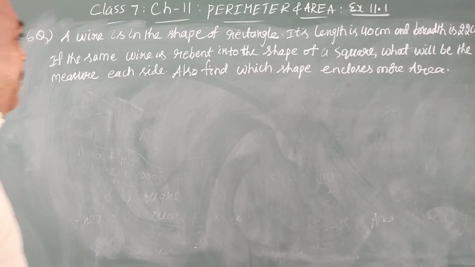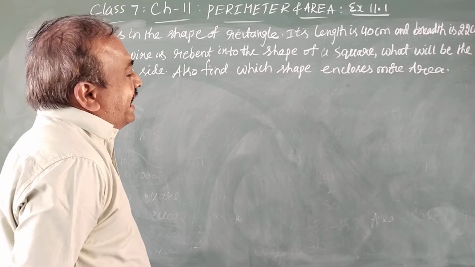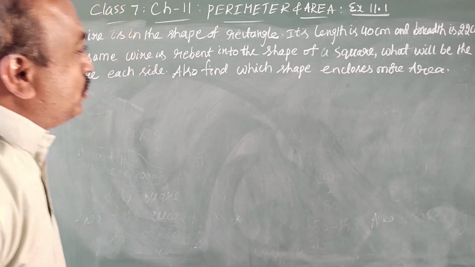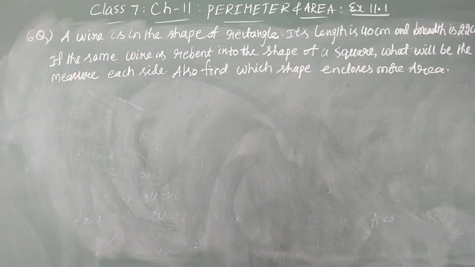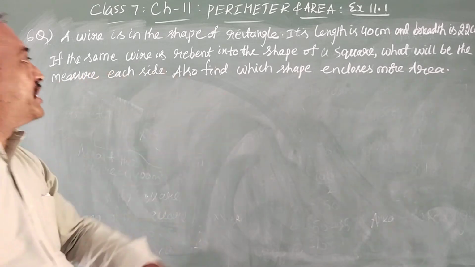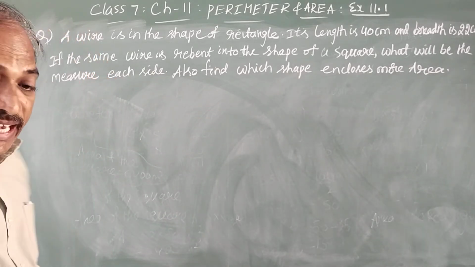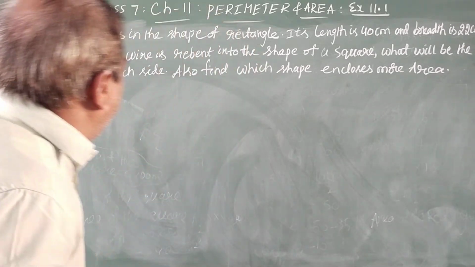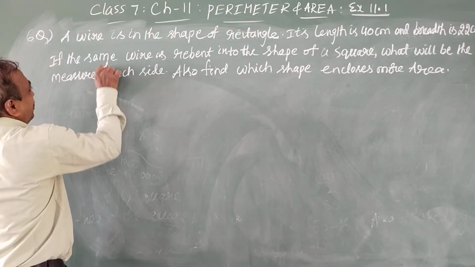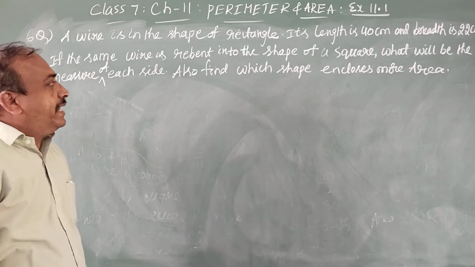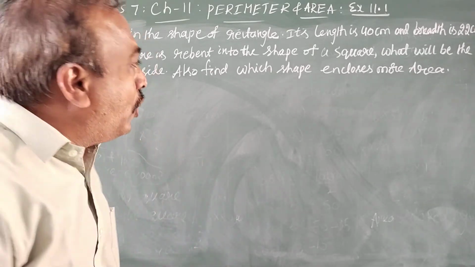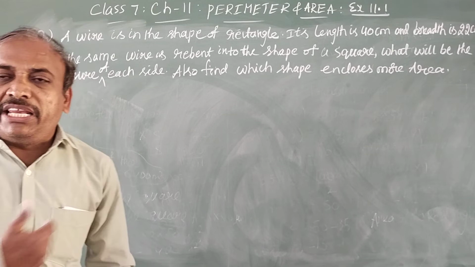A wire is in the shape of a rectangle. Its length is 40 cm and breadth is 22 cm. If the same wire is rebent into the shape of a square, what will be the measure of each side? Also find which shape encloses more area. So what is the meaning of this?